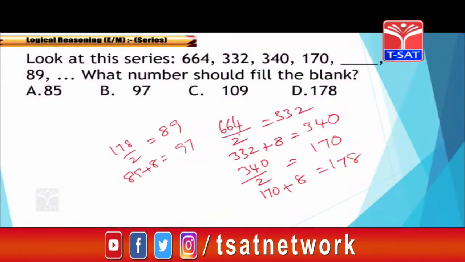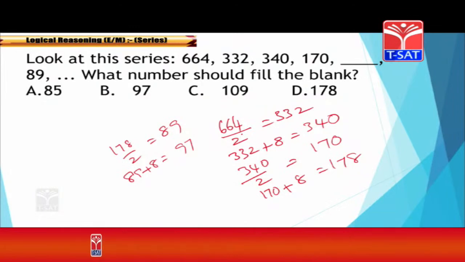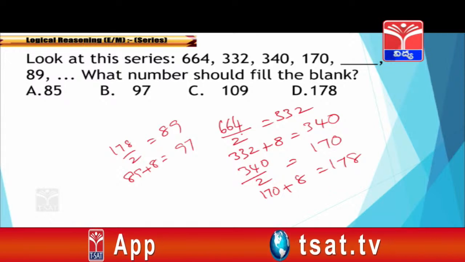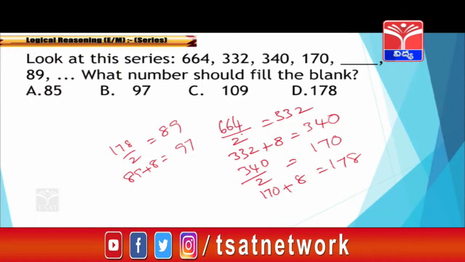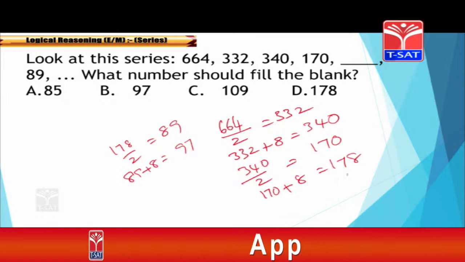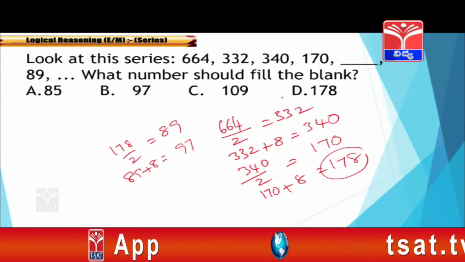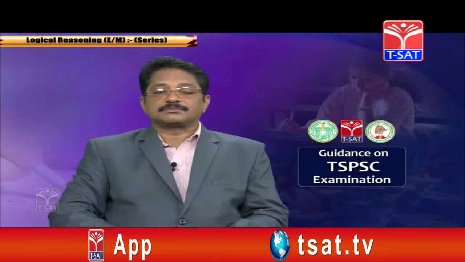Now 664 divided by 2, you got 332. 332 added with 8, 340. 340 divided by 2, 170. 170 added with 8, 178. 178 divided by 2, 89. 89 added with 8, 97. So this is the series. So what is the missing number? It's very clear, it is 178. So option D is the correct answer. Correct? Okay.